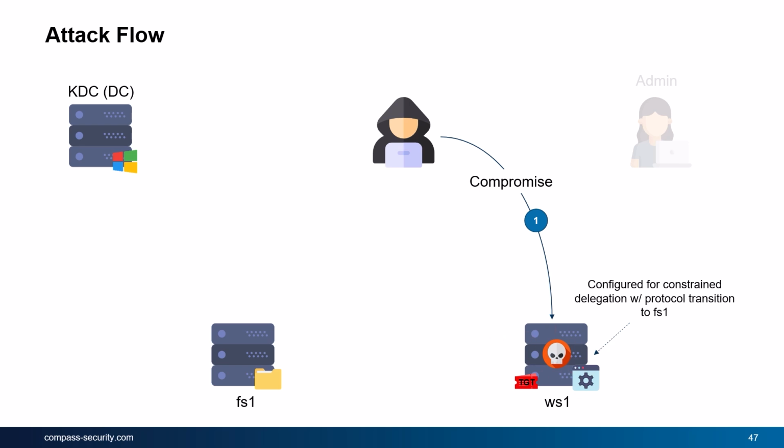With that, then this is exactly the next step. We will dump the TGT or the key material of the account that is operating the service, so the specific account that is enabled for constrained delegation with protocol transition.